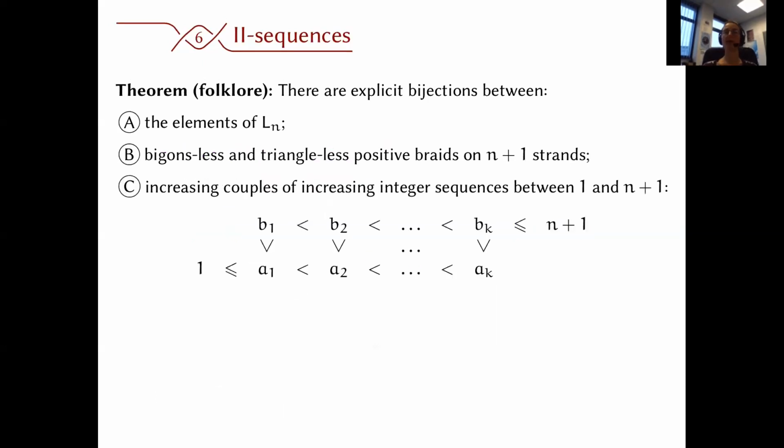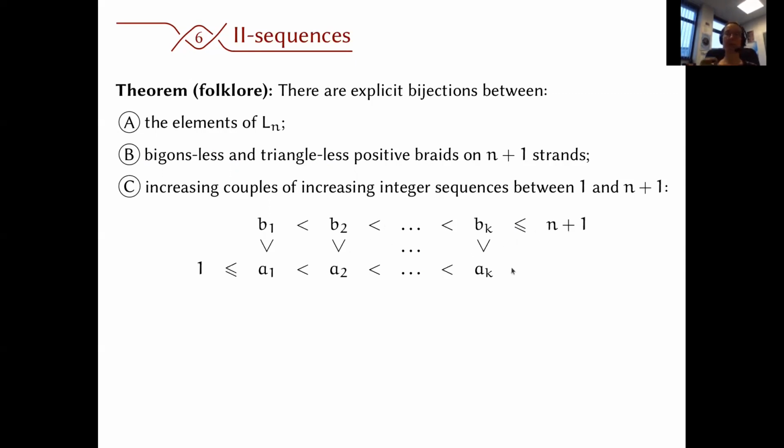Now the third type of objects I'm looking at are completely combinatorial, and they can be understood in terms of Young diagrams, if you prefer Young diagrams. Here I will just explain everything in terms of sequences of integers. So you have two strictly increasing sequences of integers between 1 and n plus 1, and the first one is strictly smaller than the second one. By strictly smaller, I mean term by term comparison.